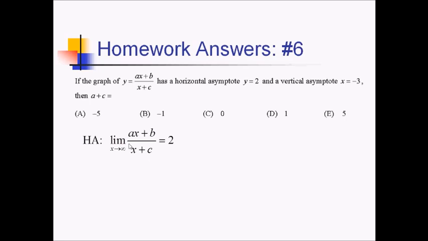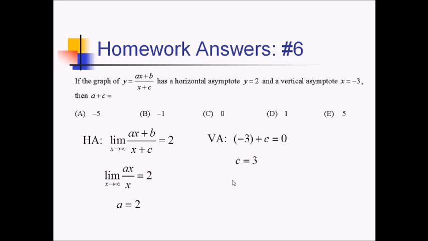So here we're picking our champion. On the top we've got just ax. That's a linear term growing faster than a constant. On the bottom we just have x. So x is canceling, which just leaves us with a equals 2. Next we have to figure out the vertical asymptote piece of this. If this has a vertical asymptote at negative 3, that means that negative 3 plus the c in this denominator has got to come out to 0, which means that c has to be positive 3.